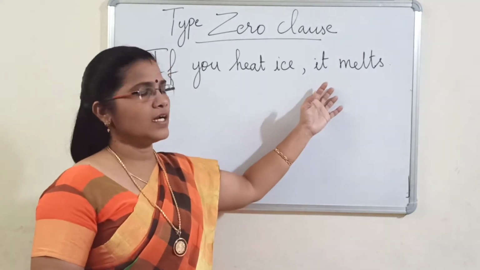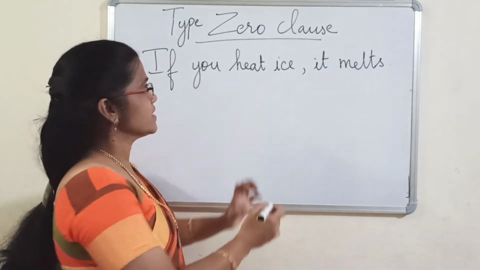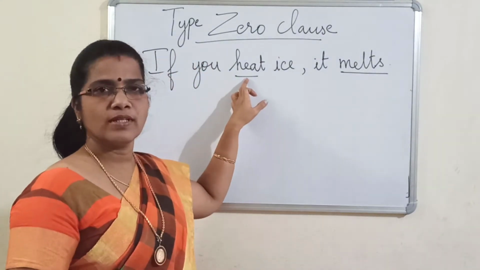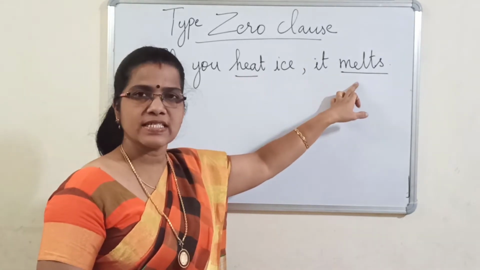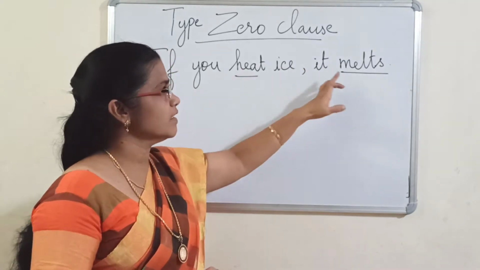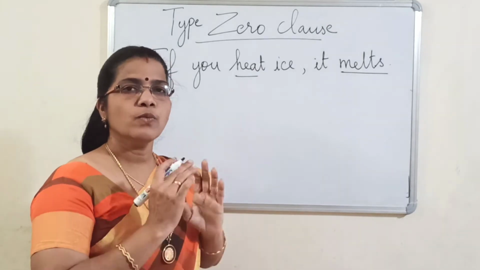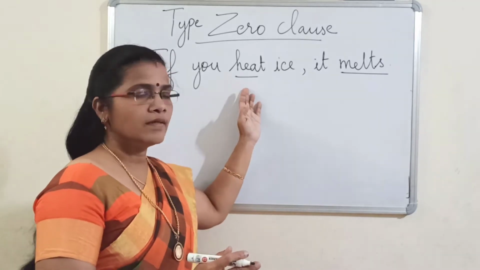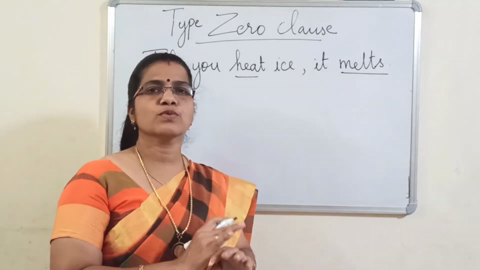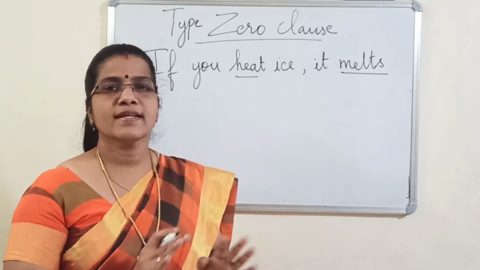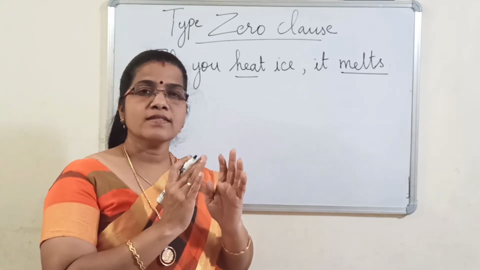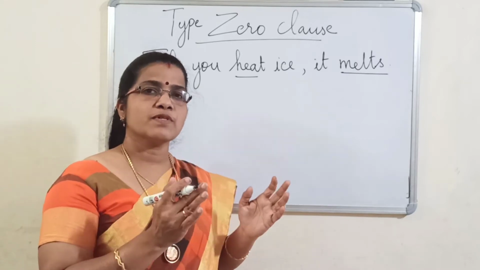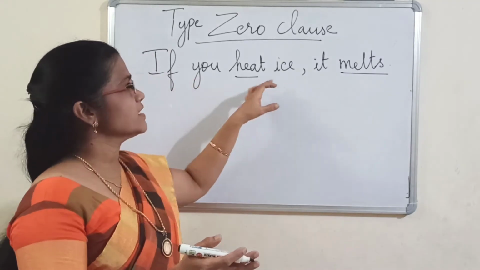So I have given you a condition here. If you heat ice, look at the tense form that is used. Heat, you know that it is simple present tense, and melts is again simple present tense. So in this type of conditional clause, we use simple present tense in both the clauses, meaning in the conditional clause and in the main clause we use the same tense, that is simple present tense. There is no change. This is for things of general validity, while expressing scientific truth.